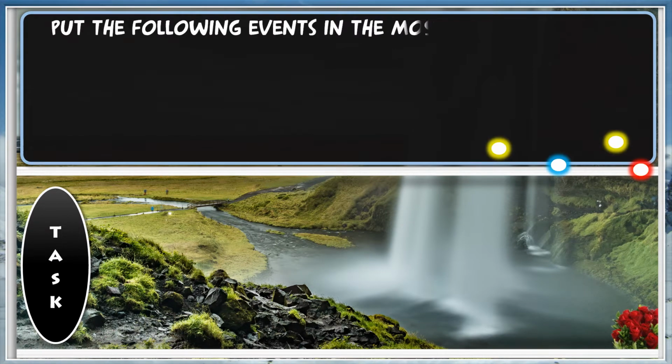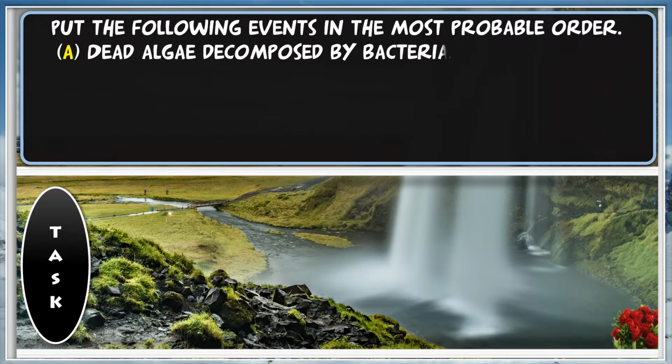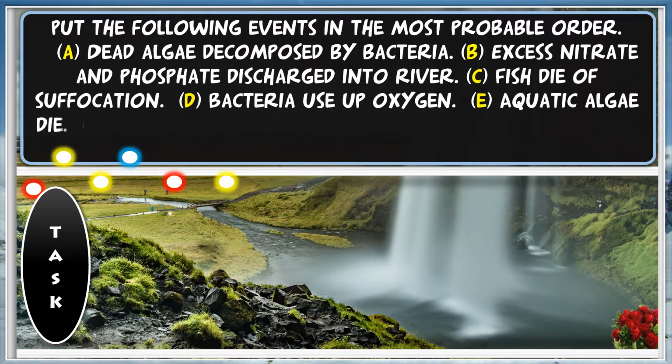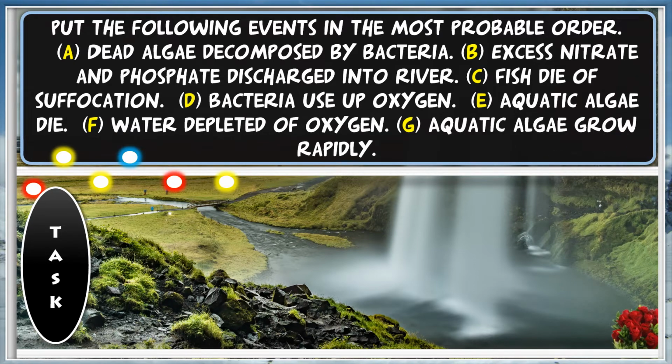Put the following events in the most probable order. A. Dead algae decomposed by bacteria. B. Excess nitrate and phosphate discharged into river. C. Fish die of suffocation. D. Bacteria use up oxygen. E. Aquatic algae die. F. Water depleted of oxygen. G. Aquatic algae grow rapidly.